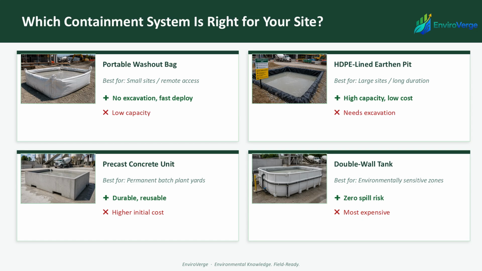Double-wall containment tanks are specified for environmentally sensitive zones, adjacent to a wadi, within a groundwater protection area, or near protected habitat. Zero ground spill risk, even on full inner wall failure. Premium cost for zero-risk performance. Match your system to the site risk profile and project duration, not just whatever happens to be available nearby.